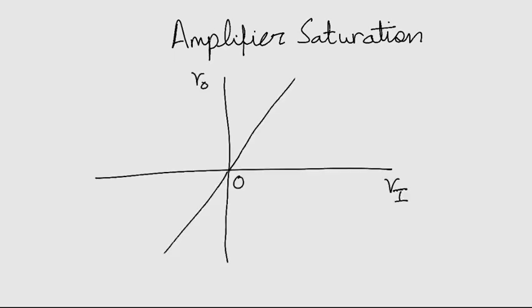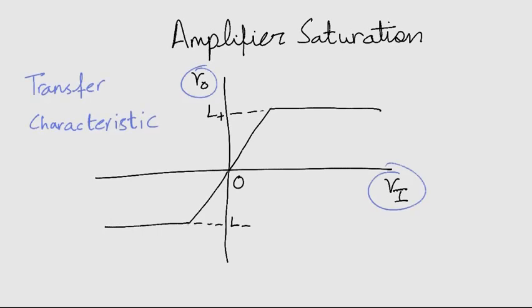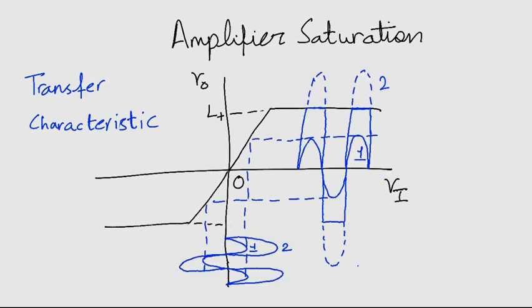And this is the real graph for two power supplies, with L+ and L- denoting the two saturation levels. These saturation levels are almost the same as the power supply voltage limit. This graph is known as a transfer characteristic. This is because it puts the input voltage against the output voltage.